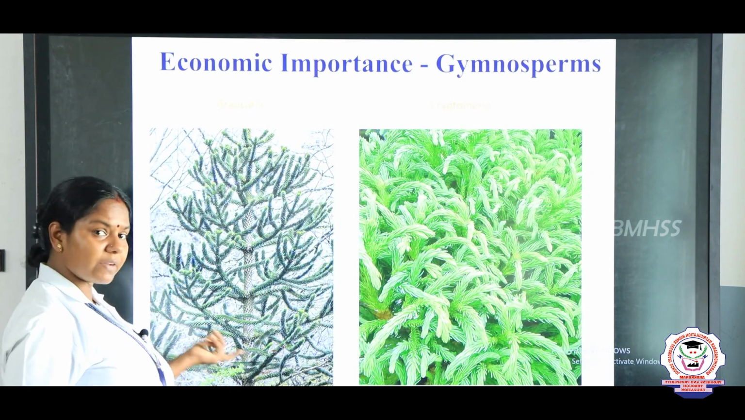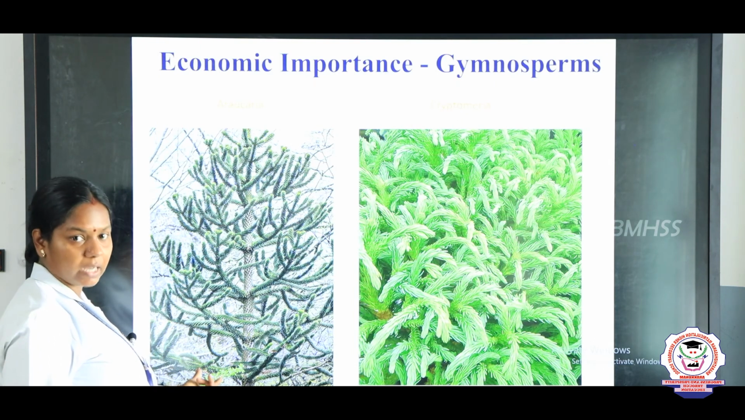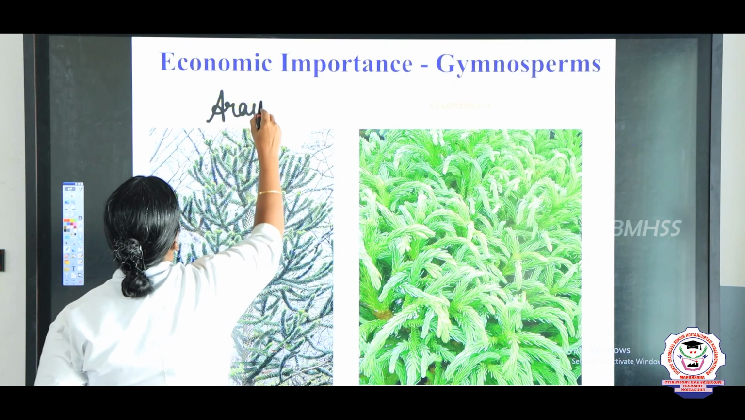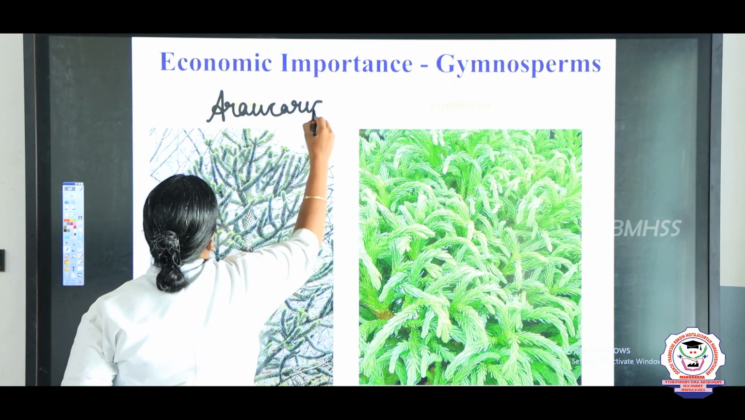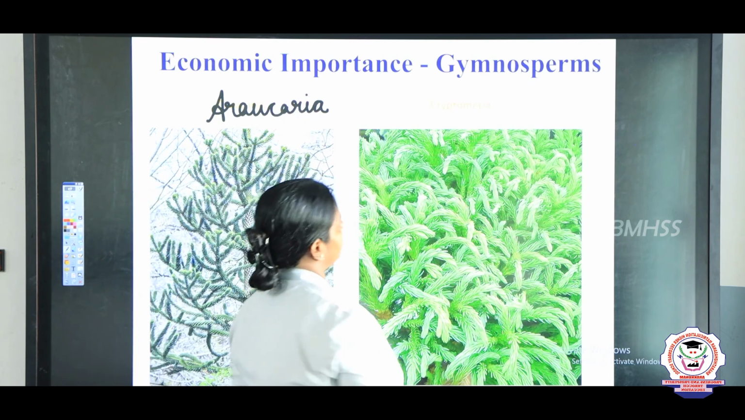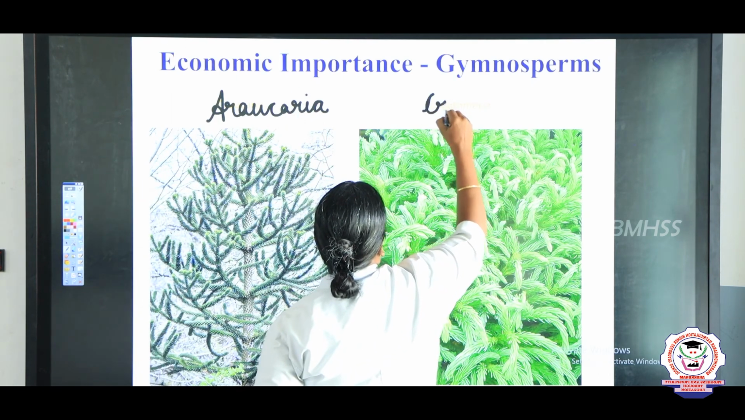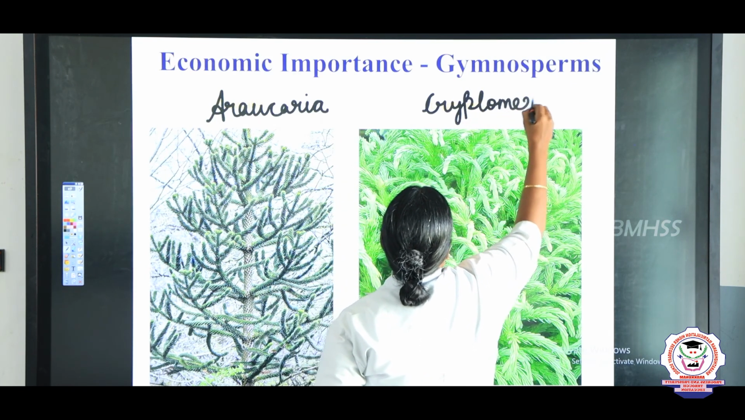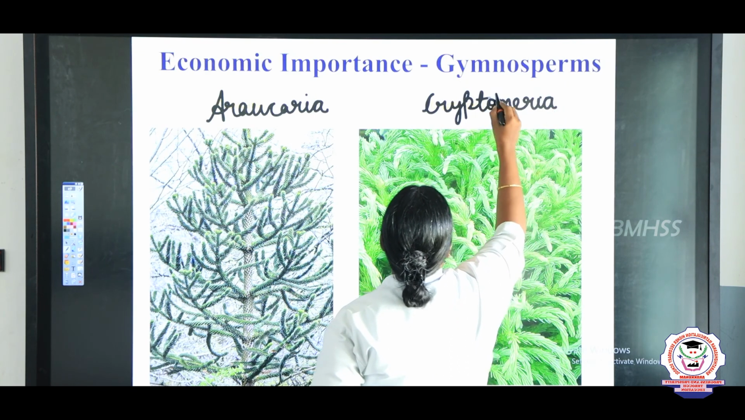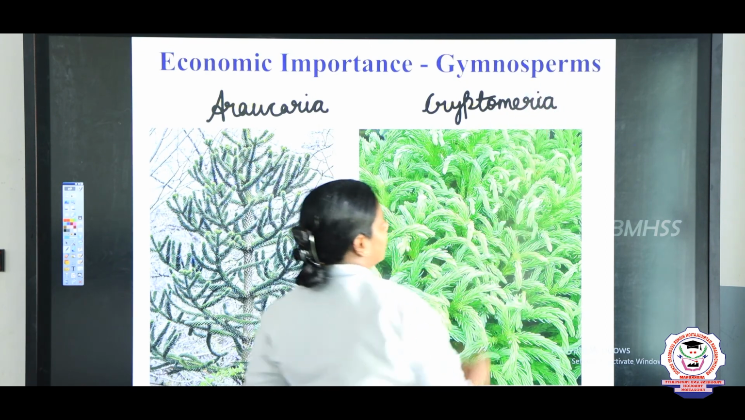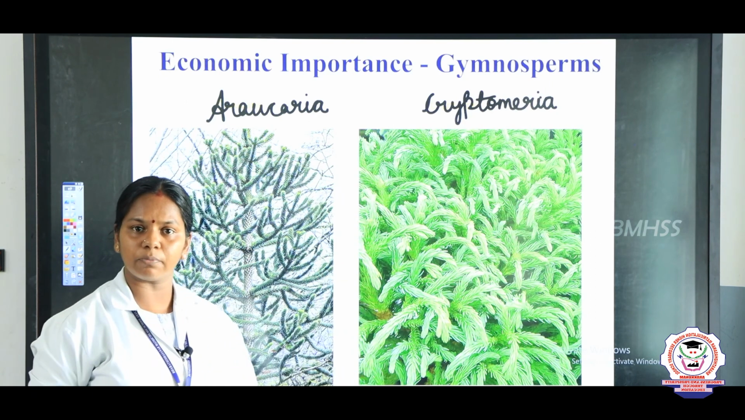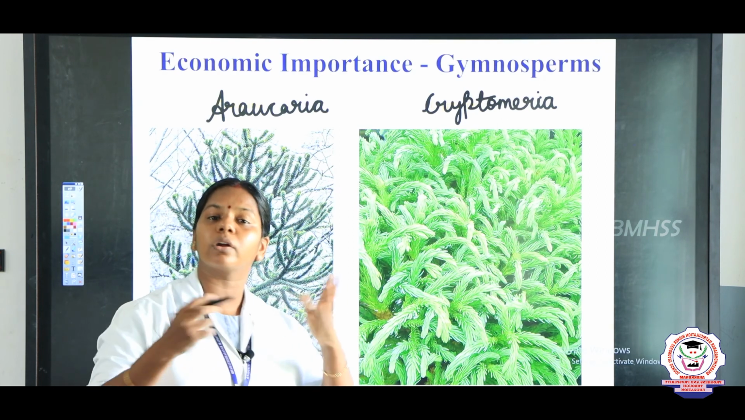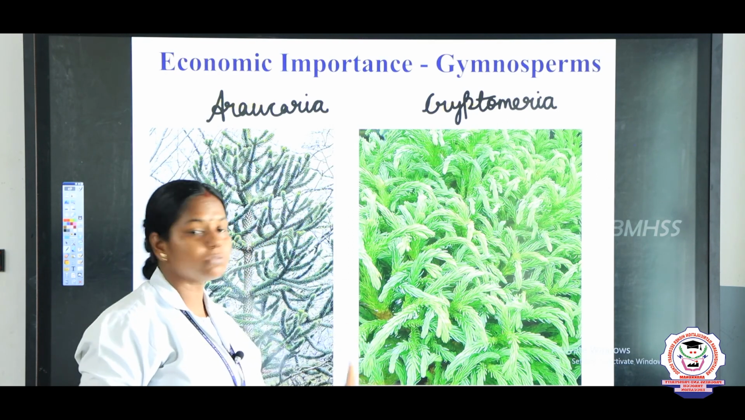The next plant, we already discussed, children, Araucaria. It is the monkey puzzle tree. And the name of this plant is Cryptomeria. These two plants are also used as ornamental plants, and when making floral decorations for marriages or for bouquets, they use the leaves of these plants.